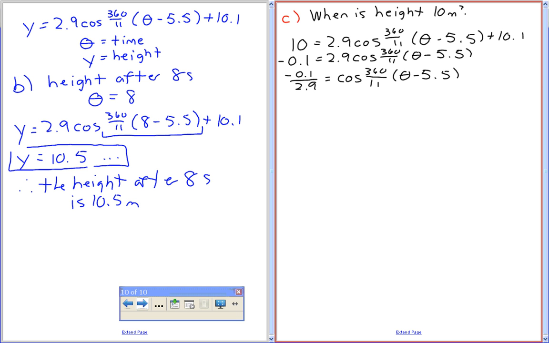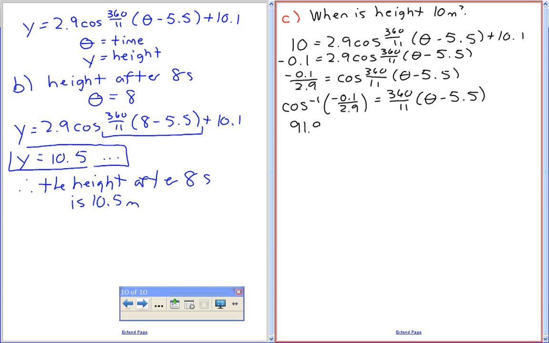Okay. Someone new. Devin, go ahead. Cos inverse. Very good. So this is going to be cos inverse of that. So far, so good? Okay, calculator time. What is cos inverse of negative 0.1 over 2.9? 91.97.